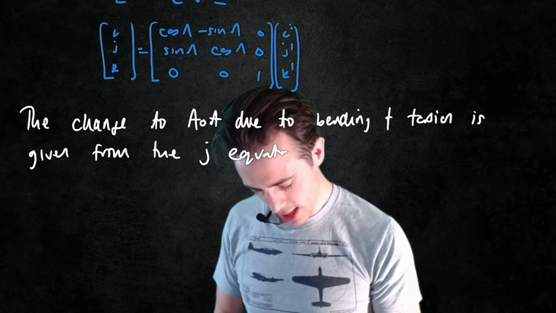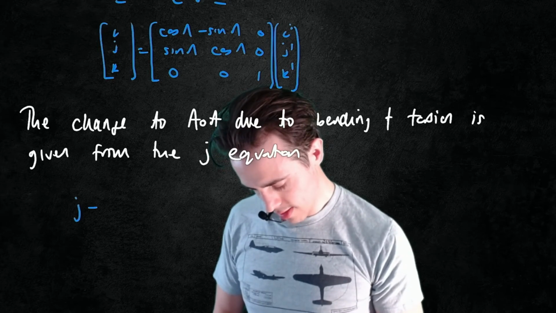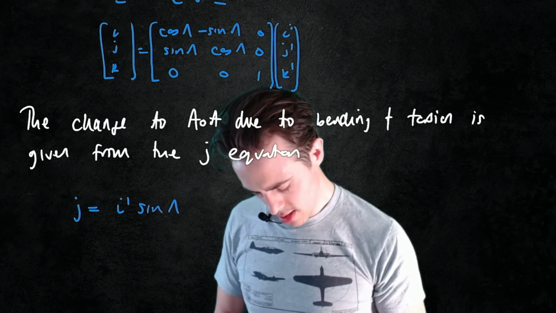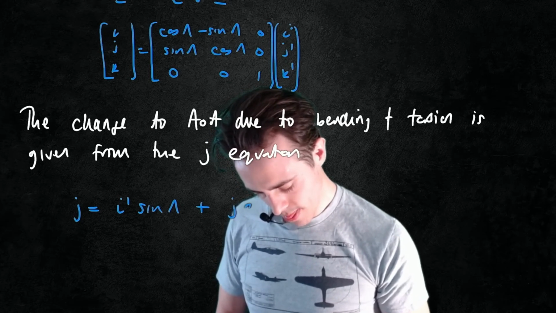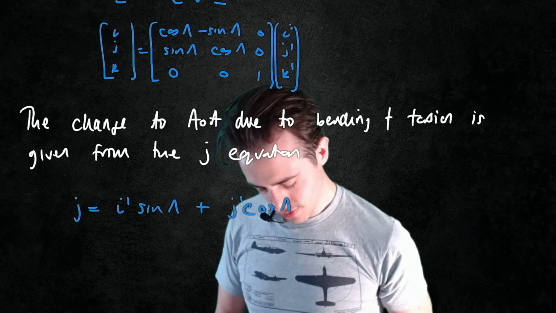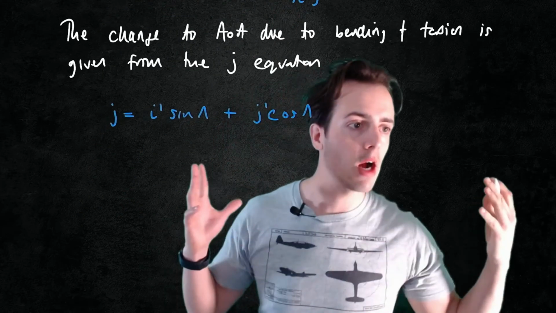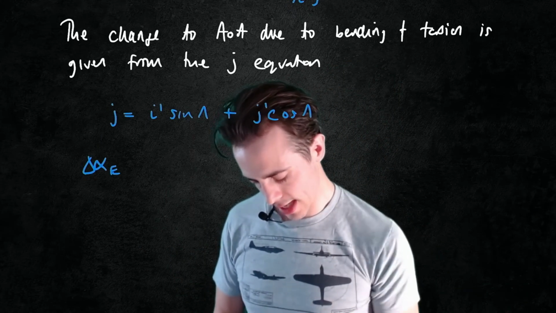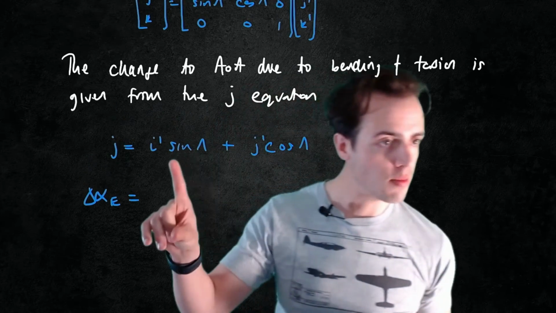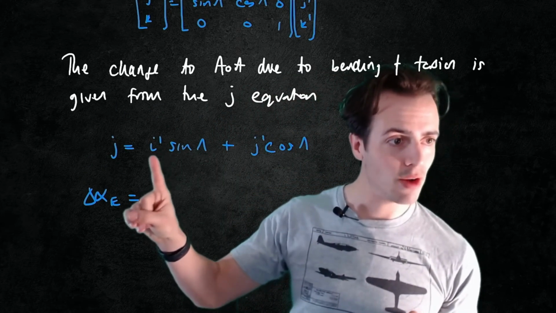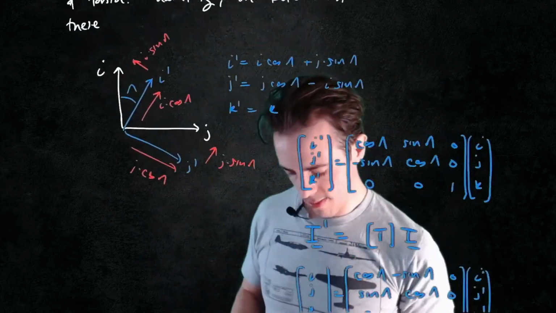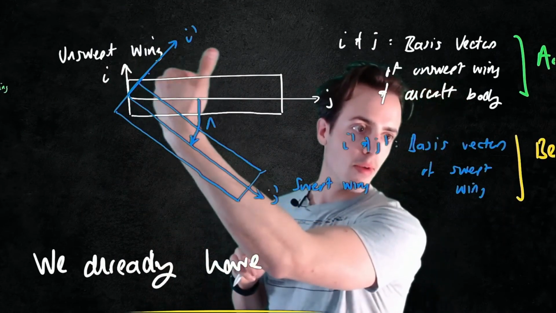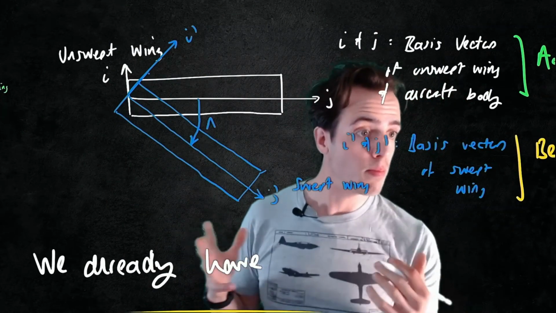So we need to look at the j equation. j is equal to i prime sine lambda plus j prime cosine lambda. So we could say j is going to be our elastic change to angle of attack. So we'll call this delta alpha elastic. Going to be equal to i prime, so I need to look for a rotation around i or i prime. A rotation around i prime, this is my vector around here, so rotation around i prime is going to be due to bending.